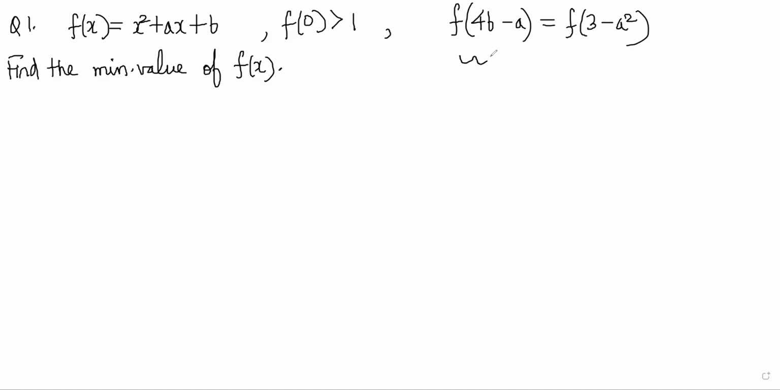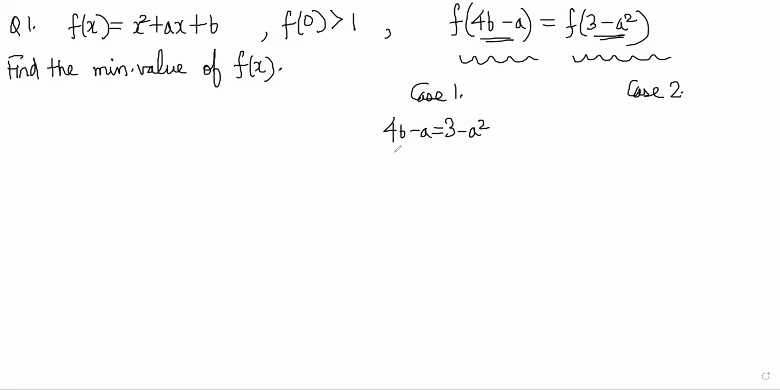Here we are given this condition. f of 4b minus a is equal to f of 3 minus a square. Now, how can this be true when the function is a quadratic function? There are two possibilities here. There is case 1 and case 2. What is this case 1? Case 1 is if the inputs to the function are equal. Like if 4b minus a is equal to 3 minus a square, that is your case 1, right? If both the inputs are same, then obviously the parabola will give the same answer, right?